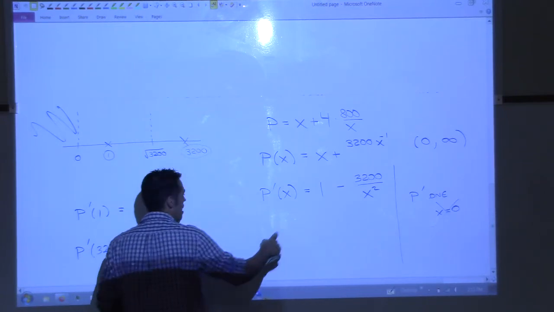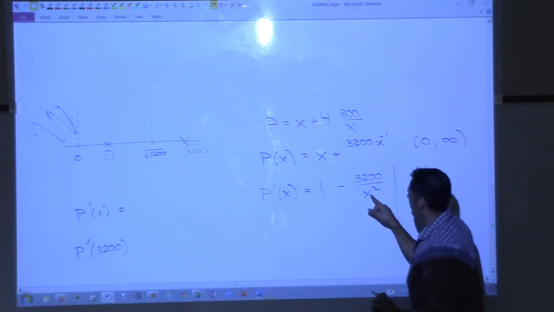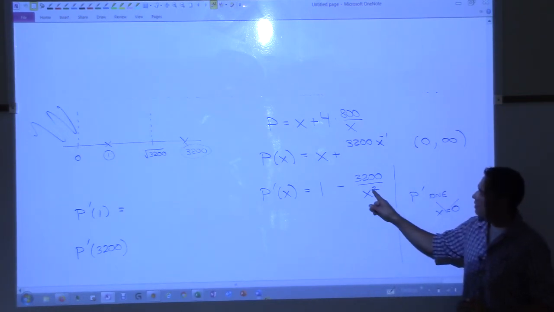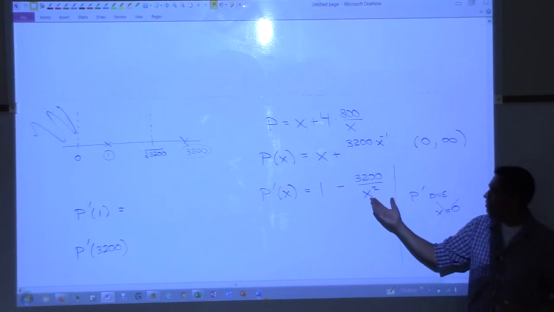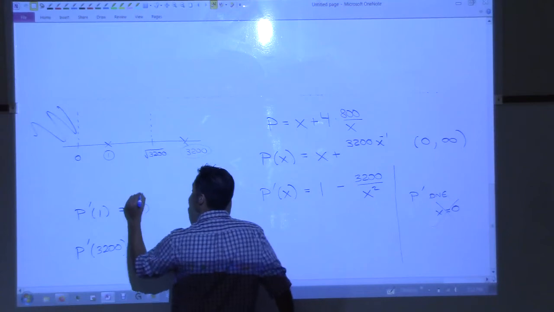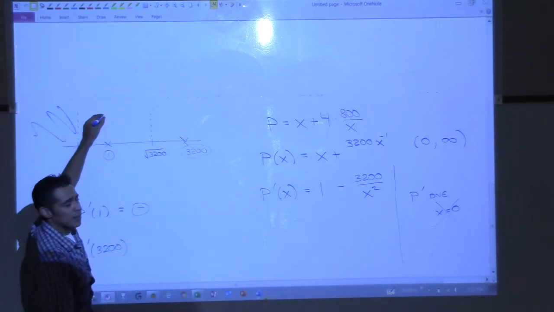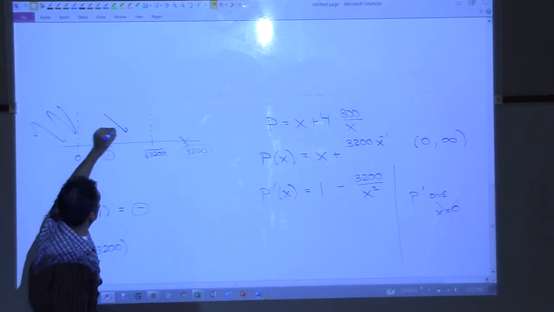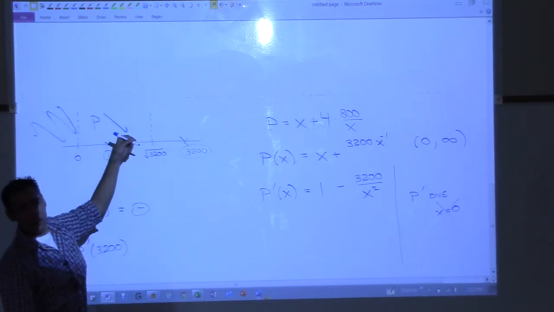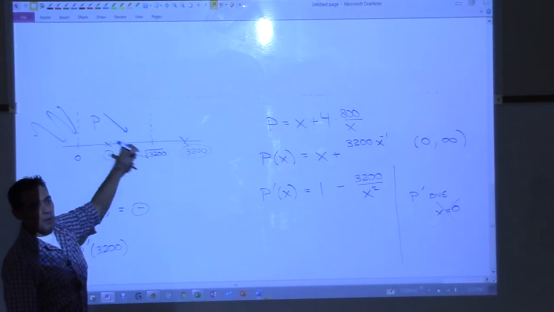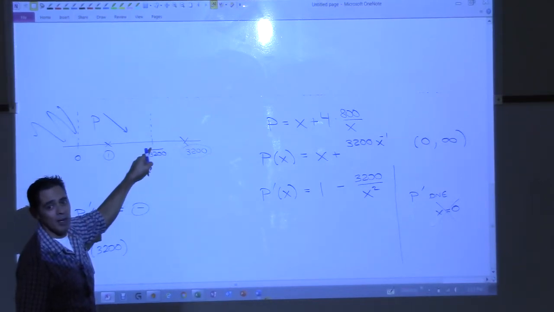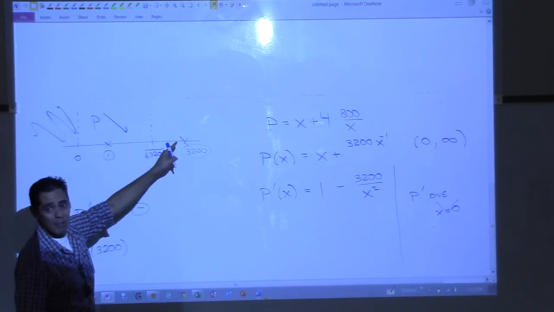All right, let's go with p prime of 1. Plug 1 in here, right? Super nice to square that. You're going to get 1 minus like 3200, which is negative, yes? So this gives us a negative, which tells us our perimeter function is going down here. That's a great sign, because what were we looking for? We were looking for a minimum, right? This is looking very promising that we're going to have a minimum. We just need that side to go up.